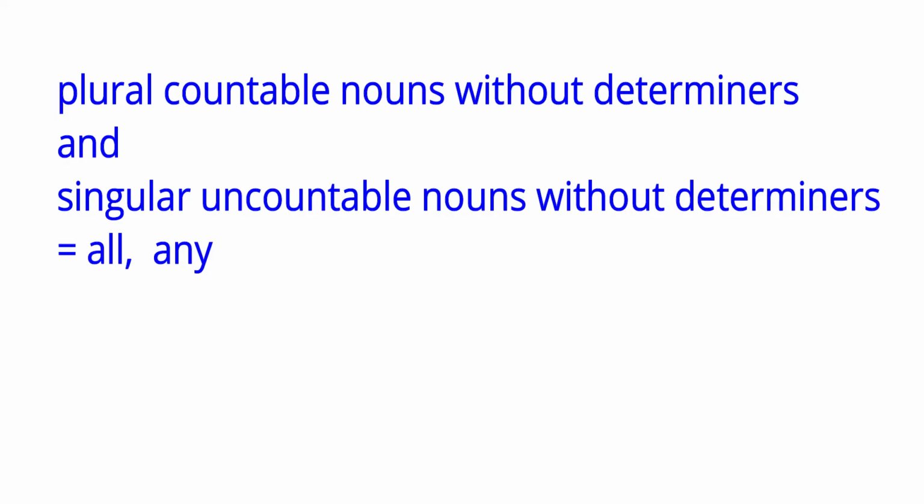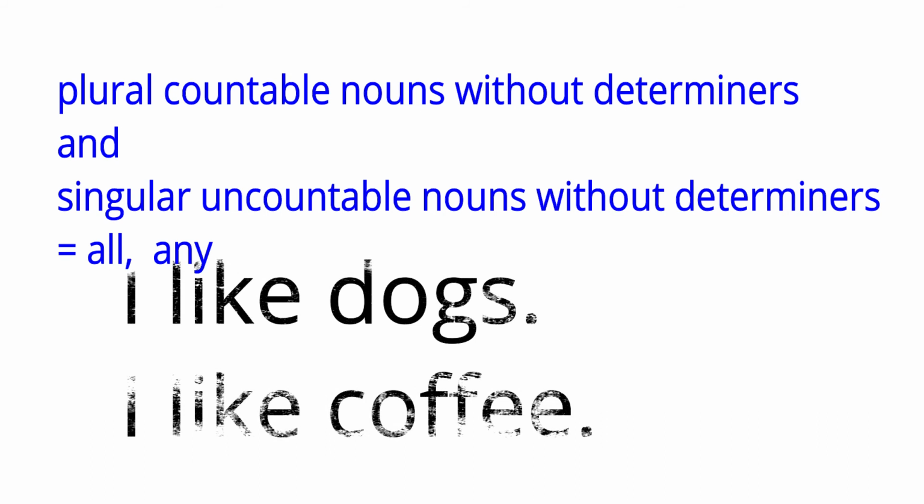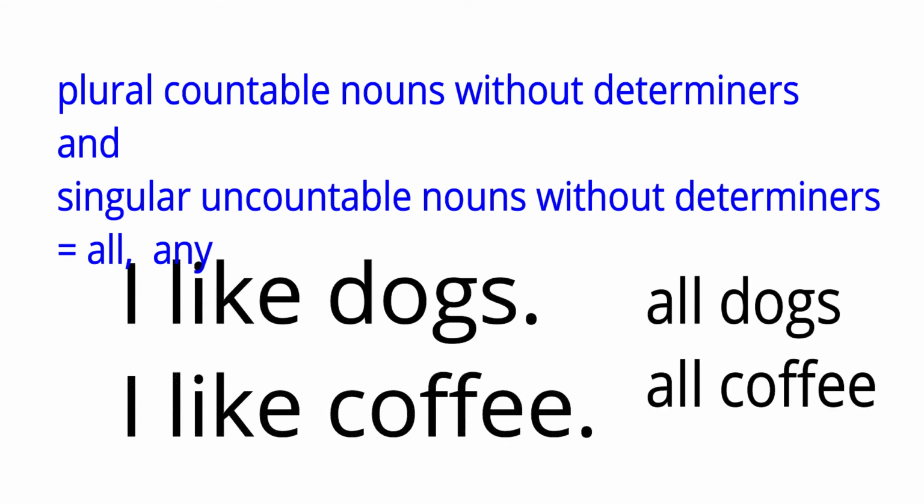When countable nouns are used in their plural forms without any determiners, and when uncountable nouns are used in singular forms without any determiners, they mean all or any. I like dogs. I like coffee. These sentences mean all dogs and all coffee.